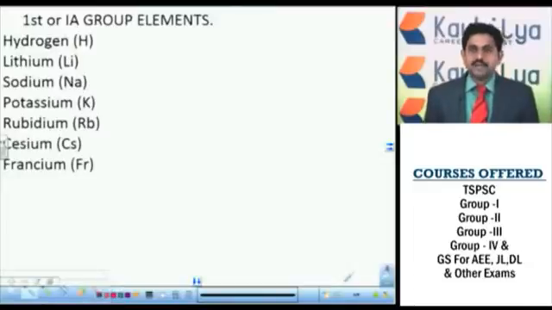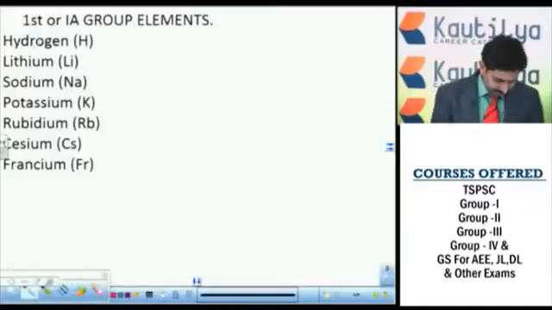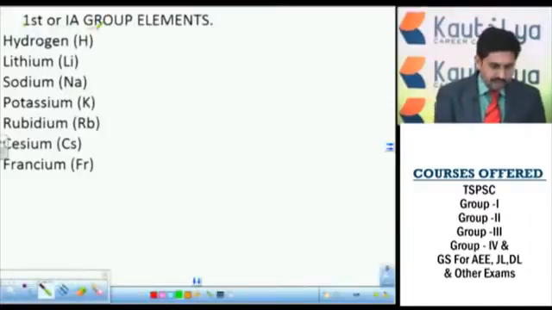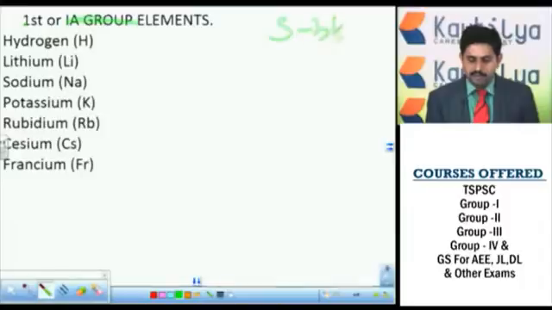Now, we'll start the remaining groups of elements, that is, the first group, second group, and so on. Particularly, we are discussing the S block and the P block elements. Okay, now the first thing, the first group elements. These are also called 1A group. These first group elements belong to the S block, right?